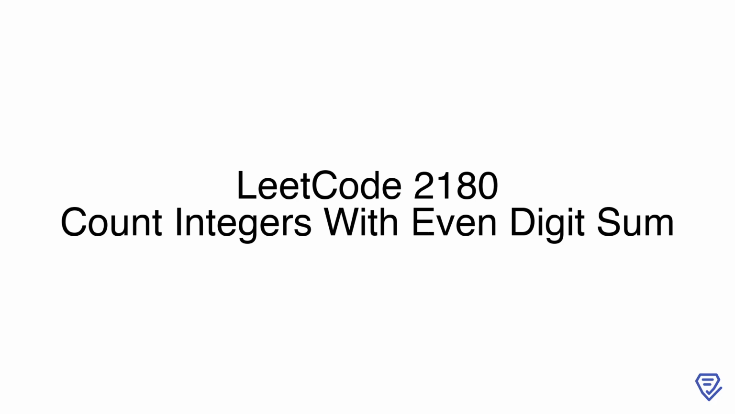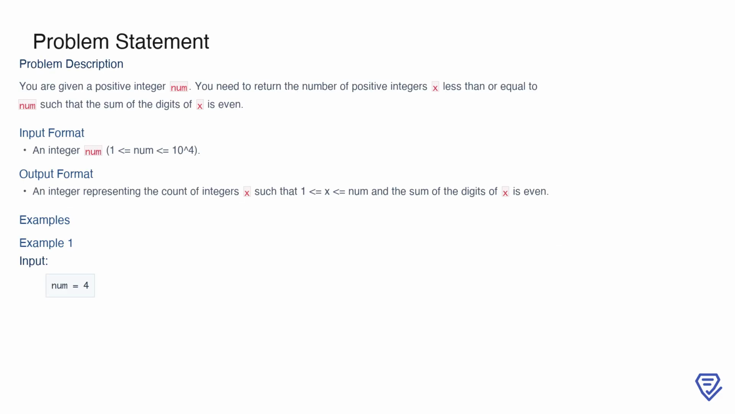Let's dive in. The problem asks us to determine how many positive integers, up to a given number, have a sum of their digits that is even. For example, if the input number is 4, we need to evaluate all integers from 1 to 4 and check whether their digit sums are even.